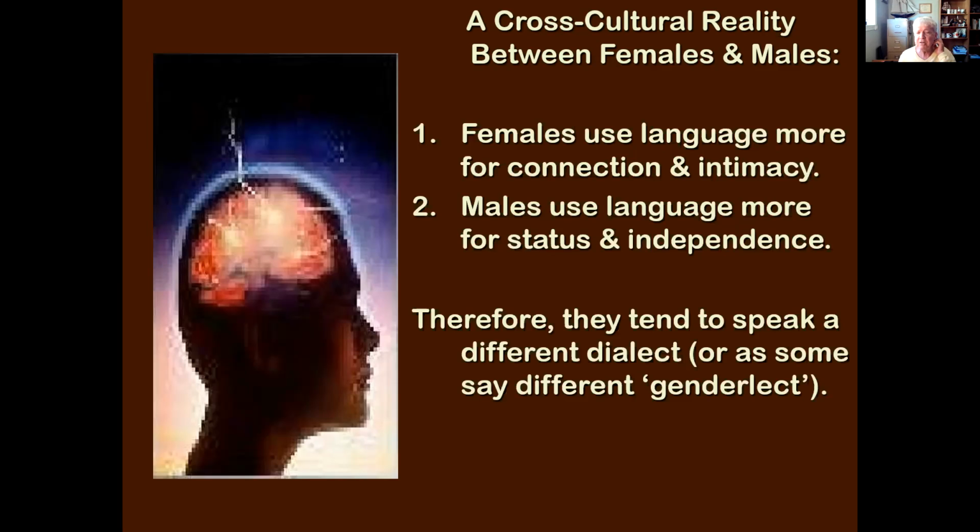Therefore, they tend to speak a different dialect, or as some say, a different genderlect. Words are significant, males and females.